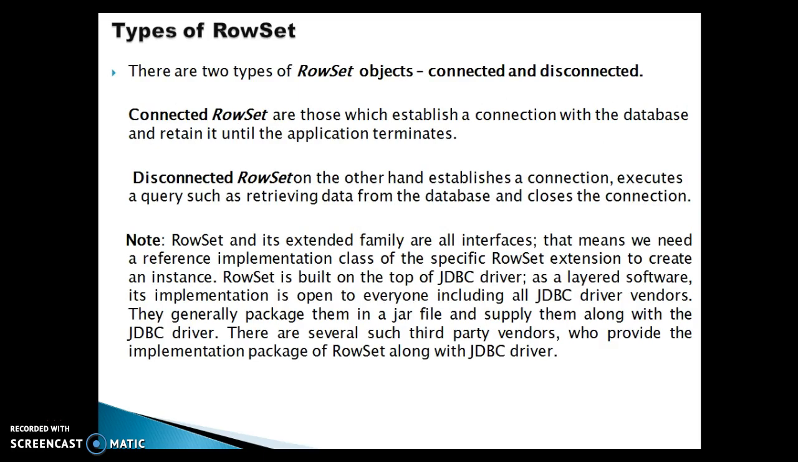Now types of RowSet. Just as I have shown you in Eclipse, at a high level there are two types of RowSet objects: connected RowSet and disconnected RowSet. Connected RowSets are those which establish a connection with the database and retain it until the application terminates. Disconnected RowSet, on the other hand, establishes a connection, executes a query such as retrieving data from the database, and closes the connection.